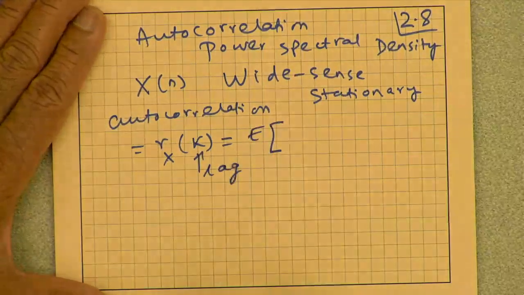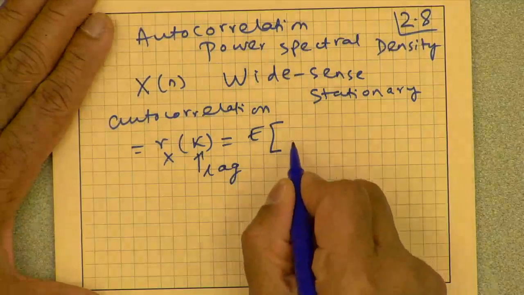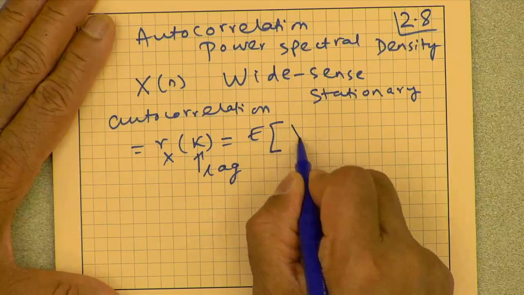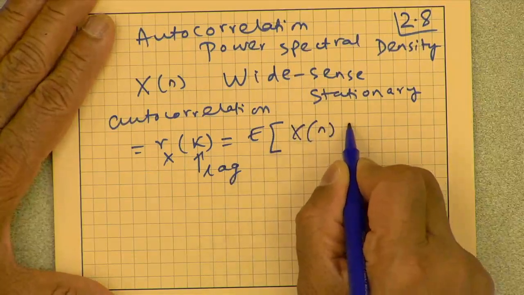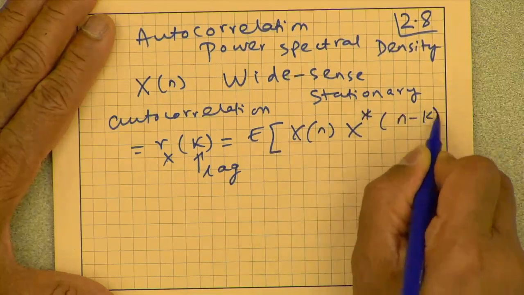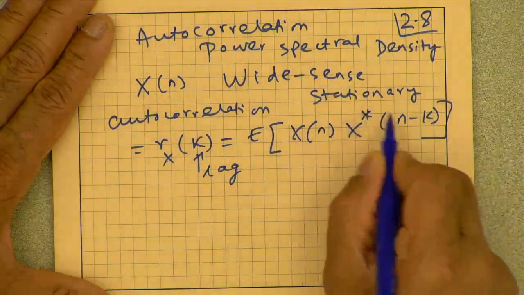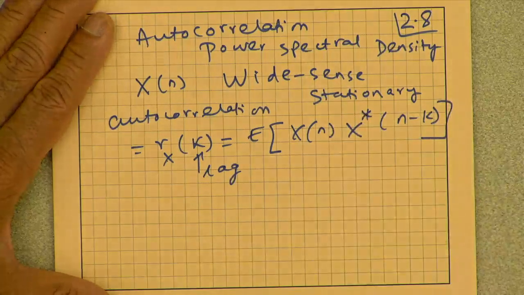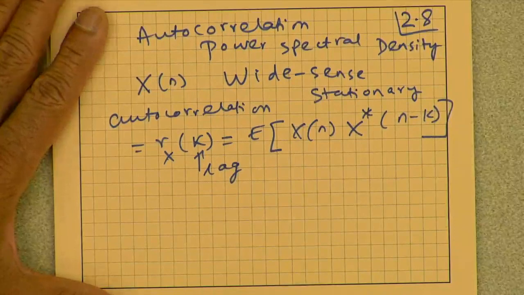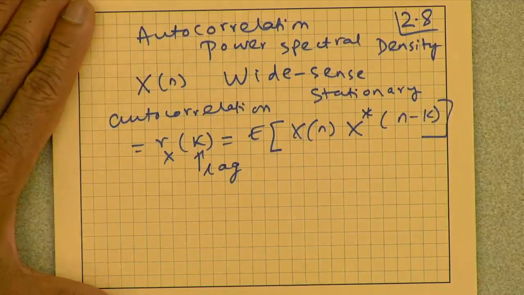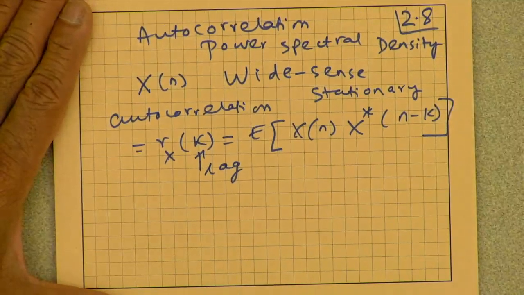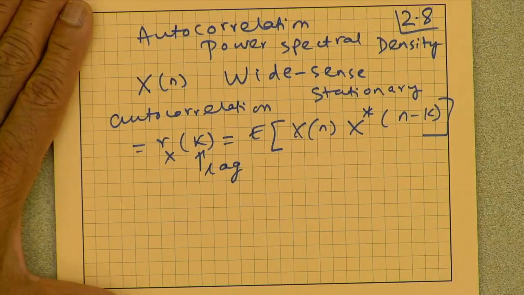It is the expected value, because it is a random signal, I have to take the expected value of x[n] times x conjugate [n minus k]. If the signal is a real signal, then don't bother about the conjugate. But if it is a complex signal in general, like in communication systems, where the signal is complex because we are transmitting a modulated signal that may have an in phase and a quadrature phase component.